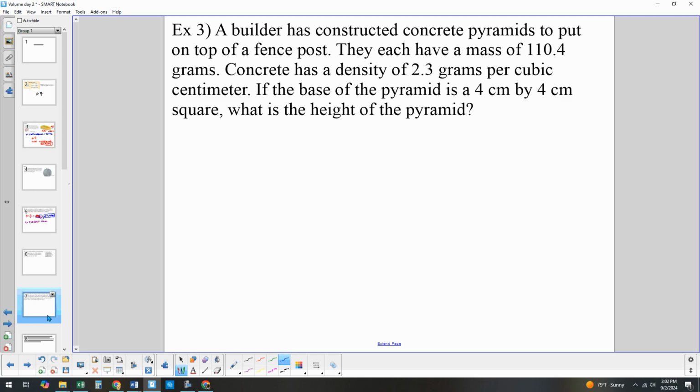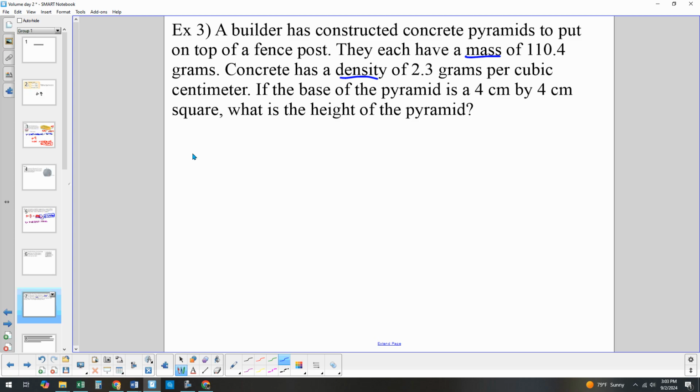Example 3. A builder has constructed concrete pyramids to put on top of a fence post. They each have a mass of 110.4 grams. Concrete has a density of 2.3 grams per cubic centimeter. If the base of the pyramid is 4 by 4 centimeter square, what is the height of the pyramid? So they're giving me density and they're giving me mass. So I can use those two to determine the volume of the pyramid.